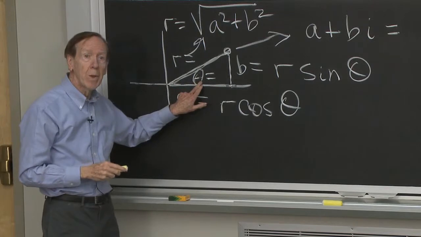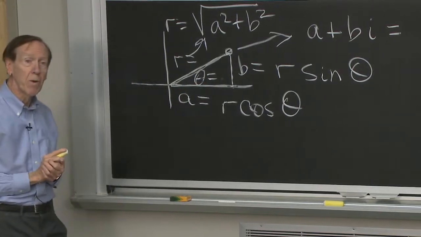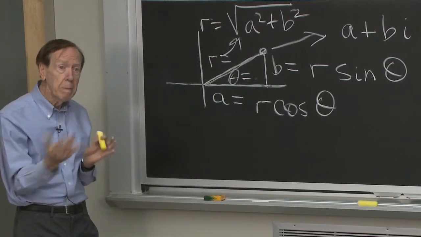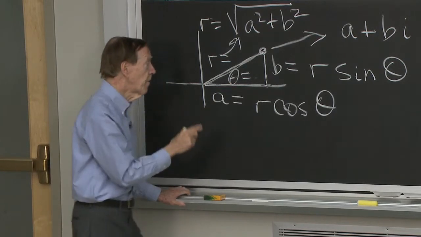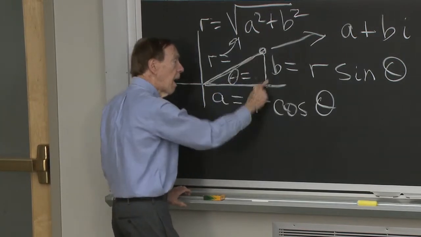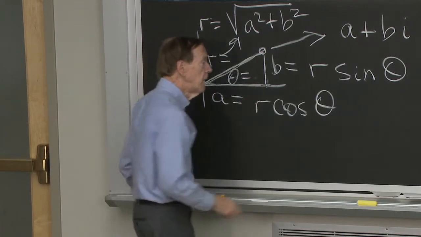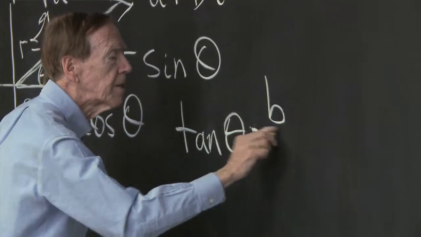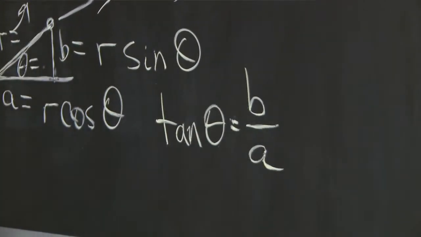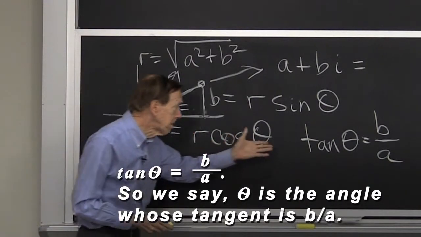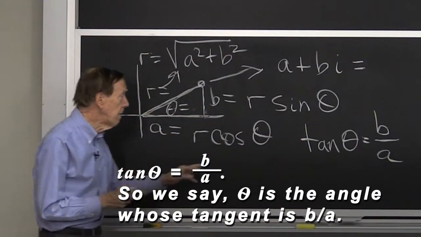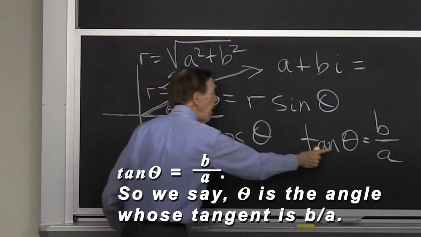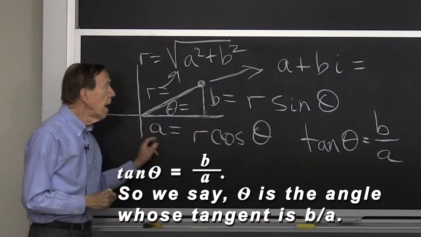And what about that angle theta? Well, I certainly don't have room to write the formula for theta in there. What do I know about theta? If you tell me a and b, I know that the tangent of that angle is the opposite side divided by the near side. So tan theta, let me write it here, is b, the opposite side, divided by a, the near side. That tells me the main information about the angle theta. So those are the great formulas, r and theta, b and a.